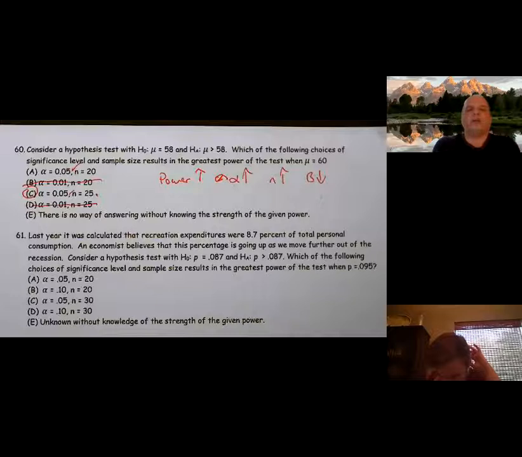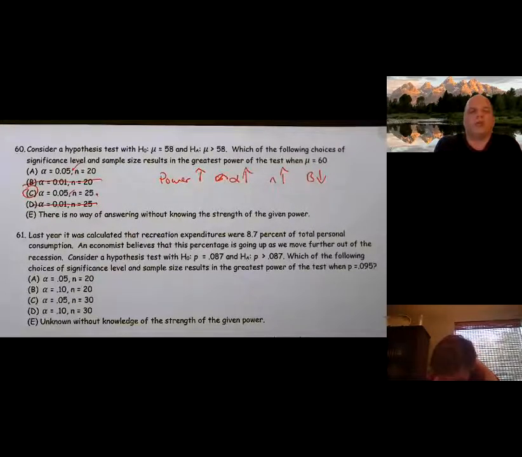Last year, it was calculated that recreation expenditures were 8.7% of total personal consumption, and economists believe that the percentage is going to go up as we move further out of the recession. Consider a hypothesis test of P equals 0.07, in other words, 8.7%, versus greater than that. Which of the following choices of significance level alpha and sample size results in the greatest power of the test?